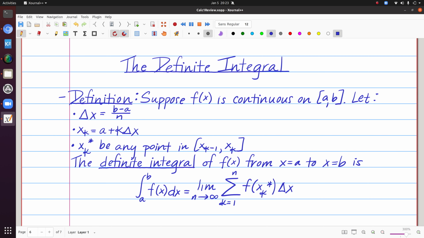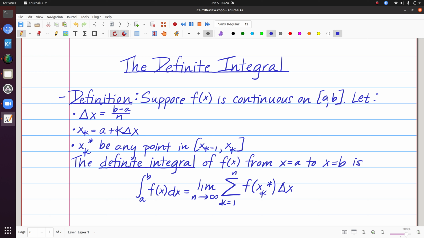Now let's talk about the definition of the definite integral. So we just talked about Riemann sums for a number of rectangles n, and the idea that as you increase the number of rectangles, the approximation of the area under our curve improves. Now we'll consider sending the number of rectangles n to infinity.